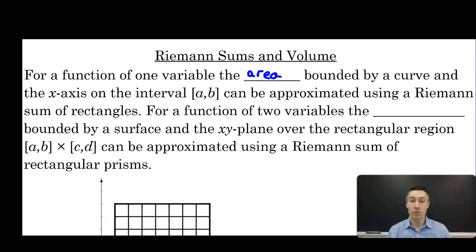Now, extending into 3 space, for a function of 2 variables, the volume bounded by a surface and the xy plane over the rectangular region a to b on the x and c to d on the y can be approximated using a Riemann sum of rectangular prisms. So geometrically, our integrals are now going to define volume bounded by a surface and the xy plane.